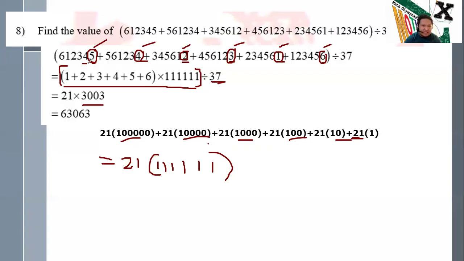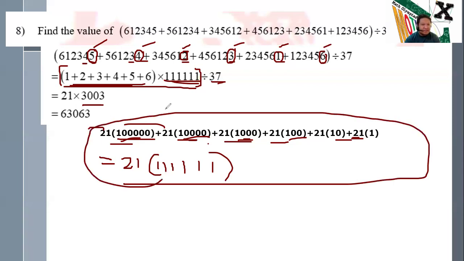If you study the tens digit, it's the same thing because the numbers here are rearrangements of 1 to 6. So the tens digit is also 1 plus 2 plus 3 plus 4 plus 5 plus 6 times 10. Every place value is 21, then we factor out the 21. What will be left is 100,000 plus 10,000 plus 1,000 and so on. That's the 111,111, so that's 21 times 111,111. This is the explanation. Do we understand that now?